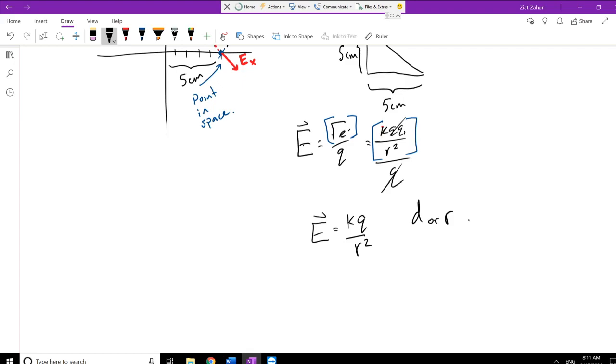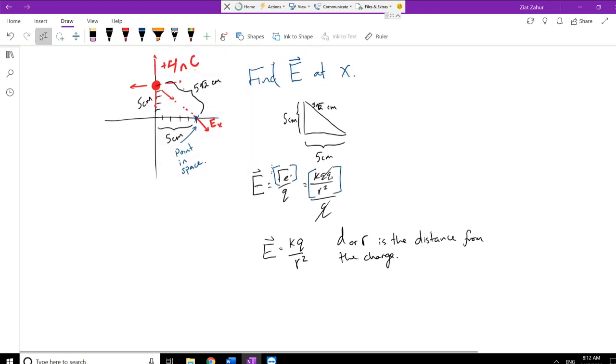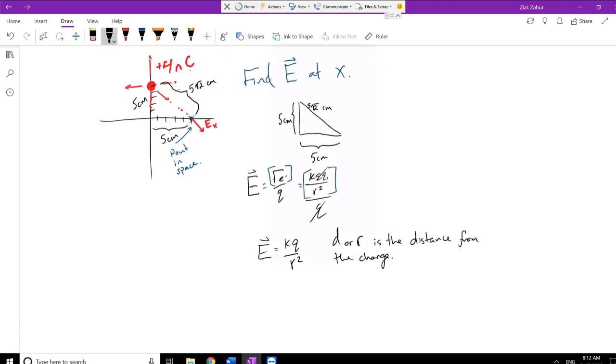D or R is the distance from the charge. Alright, so the distance from charge D, and now it's just a simple plug and chug. So K is still 9E9. The charge is 4 nanocoulombs.